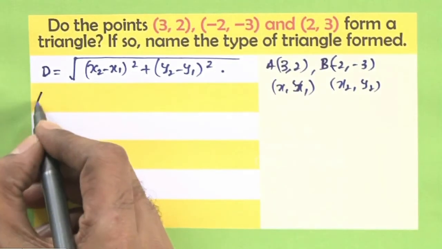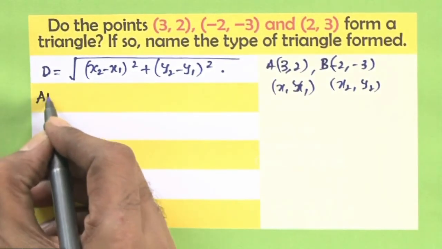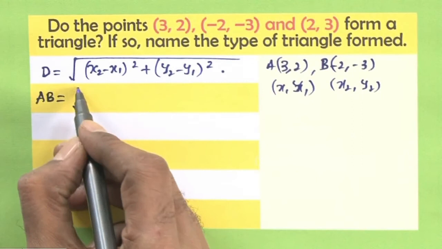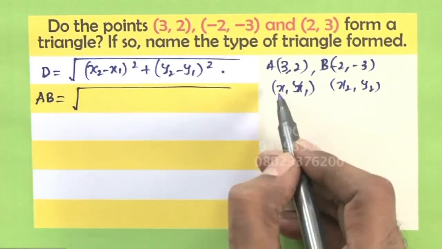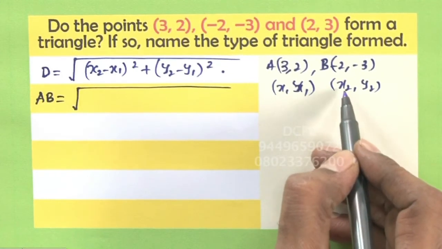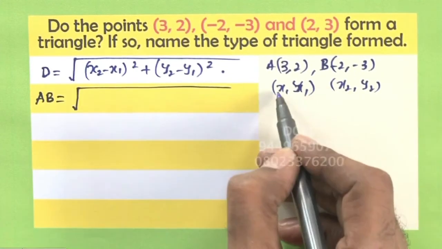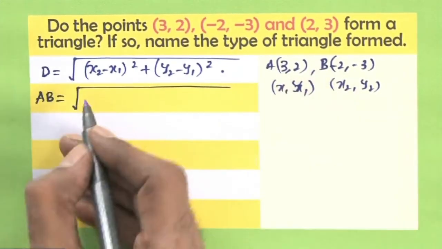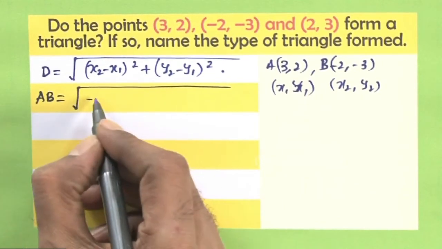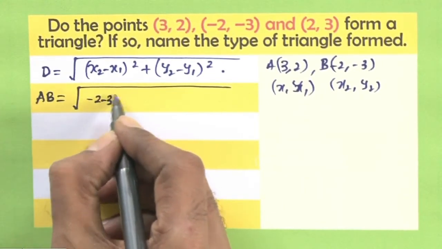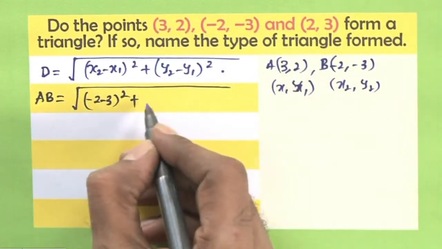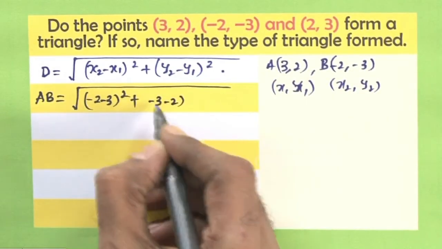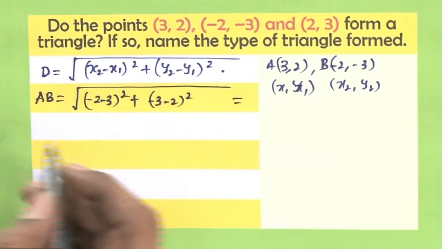What is AB? AB is given by the square root of the difference of x, that is x2 minus x1 whole square, or x1 minus x2 whole square, anything will do. You can write it as x2 minus x1 whole square, that is minus 2 minus 3 whole square, plus y2 minus y1 whole square, that is minus 3 minus 2 whole square. What is that equal to?